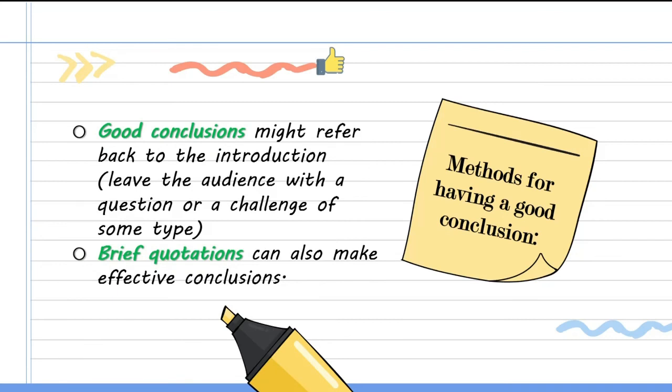A good conclusion might refer back to the introduction, like leave the audience with a question or a challenge of some type. There's an example, especially in TED Talks, like a kid speaker, and I forgot her name. She is a Black American, very inspirational. She was being followed or inclined by her family to be an educator. So at the end of her speech, which is the conclusion, she actually indicated the idea of the introduction, which is the title itself and the question.